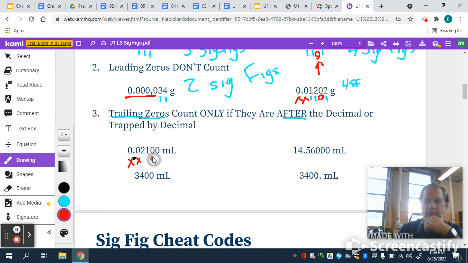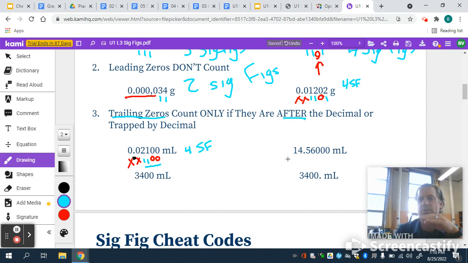But these zeros here are significant because they're at the end of a number after a decimal. And so the 2 and the 1 are also significant. So all 4 of these are significant. So this is going to have 4 sig figs.